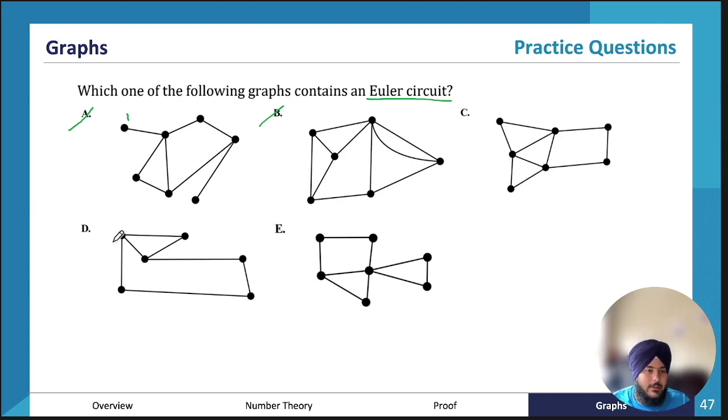But let's look at the other ones. Oh, this one has a degree of 3. Not the right answer. And this also has a degree of 3, so not the right answer. So indeed, our answer is C.